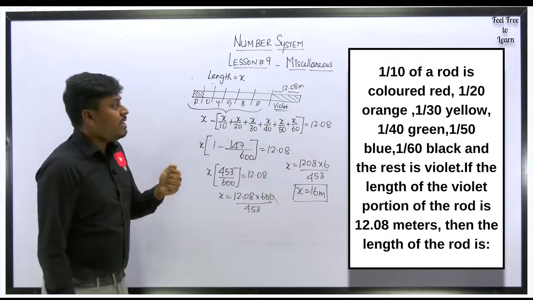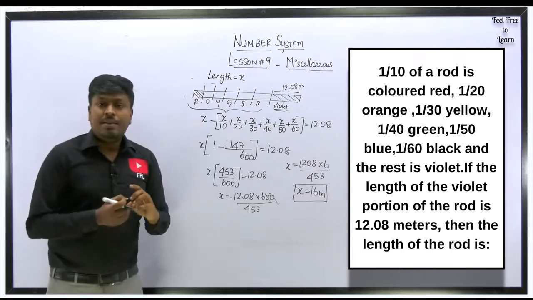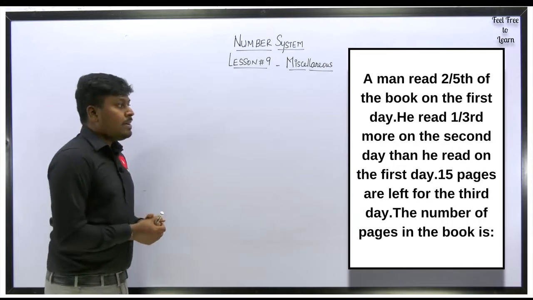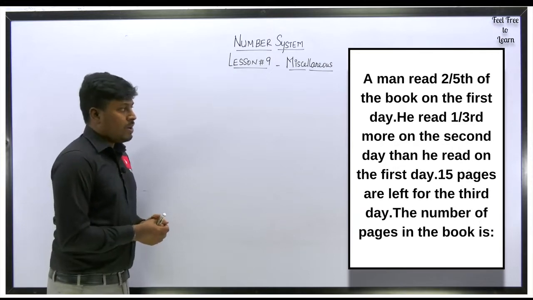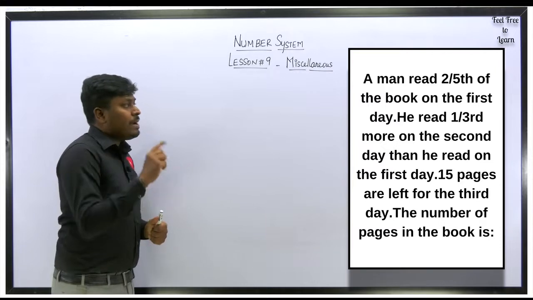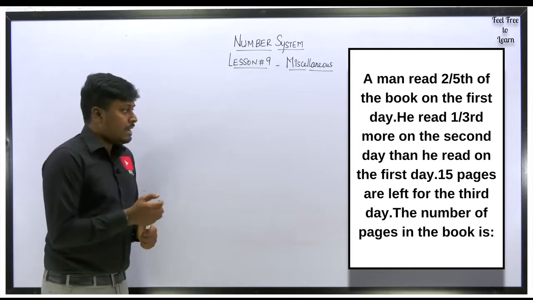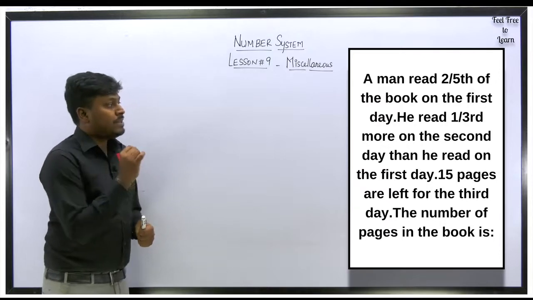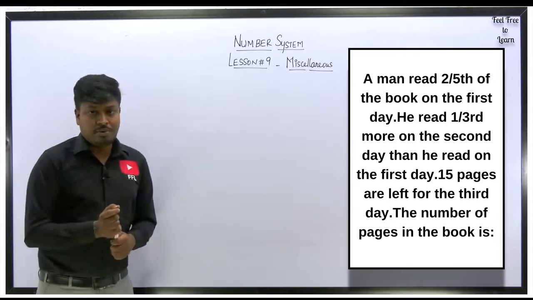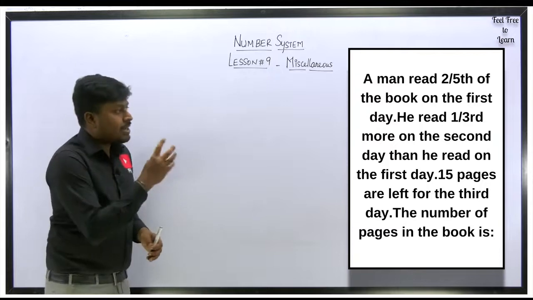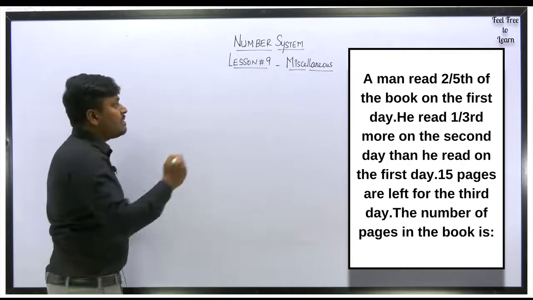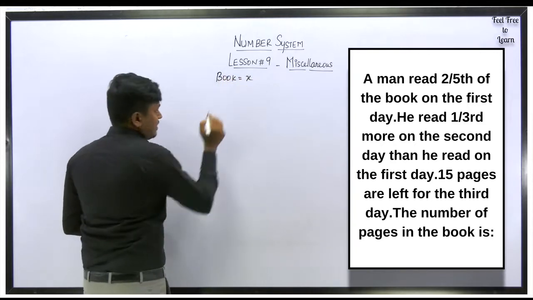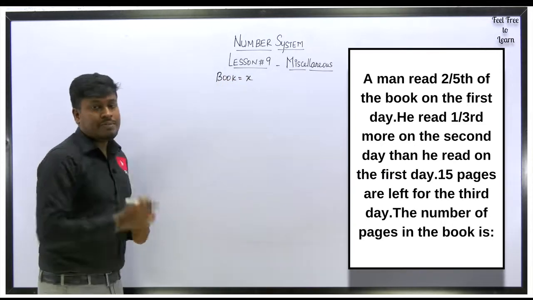Got it, friends? So finally, the answer for question number 5: the length of the rod is 16 meter. Question number 6. A man read 2/5 of the book on the first day. He read 1/3 more on the second day than he read on the first day. 15 pages are left on the third day. The number of pages in the book is... So what is our target? Our target is to find the total number of pages in the book. Let me assume that the total number of pages in the book is x. So our target is to find the value of x.